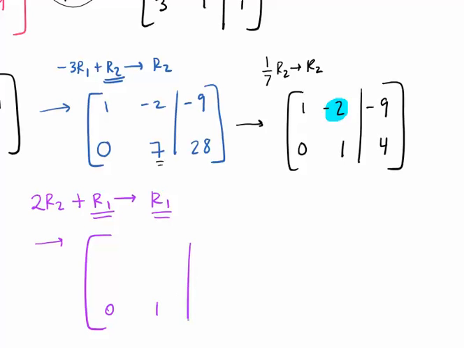So I'm not replacing anything in the second row, but I'm multiplying the second row by 2 and adding it to the first. 0 times 2 is 0, plus 1 is 1. 2 times 1 is 2. 2 plus the negative 2 is 0. And then 4 times 2 is 8. Negative 9 plus 8 is negative 1. And I am done. X equals negative 1 and Y equals 4.